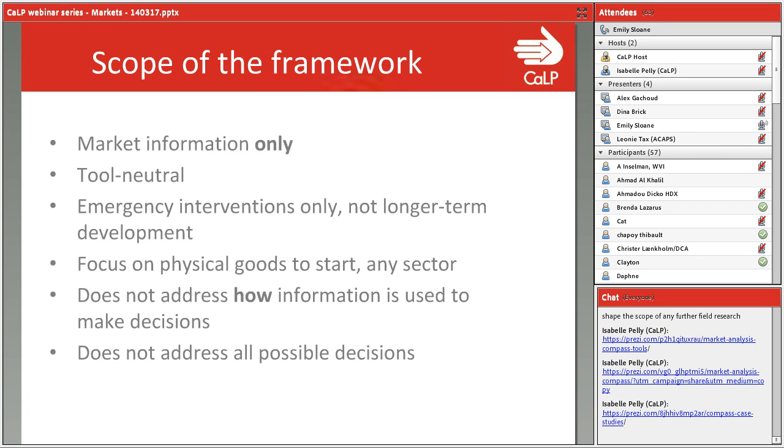It's also tool neutral, so we're not favoring one tool over another, but it's trying to identify, regardless of which tool we end up using, or we already know we're going to use, what information do we need to get using that tool? As mentioned, we're focused on emergency interventions, not longer-term development. And for emergency relief interventions, for the moment, we're focusing on physical goods and not services, which we thought could get a little bit too complex as we're trying to get the foundations right of this resource.